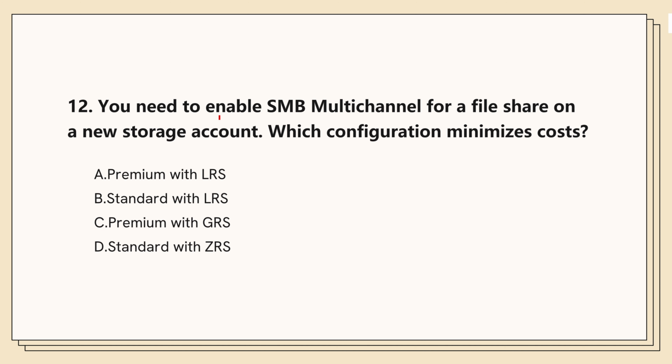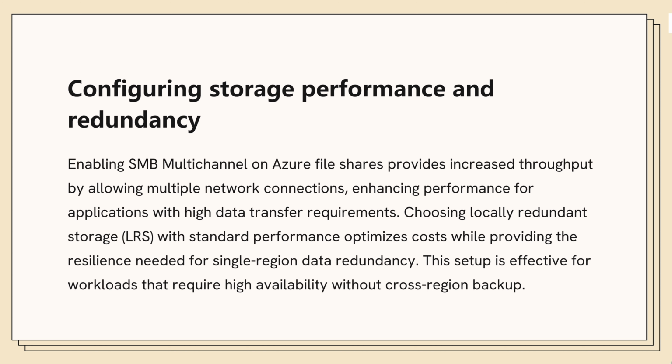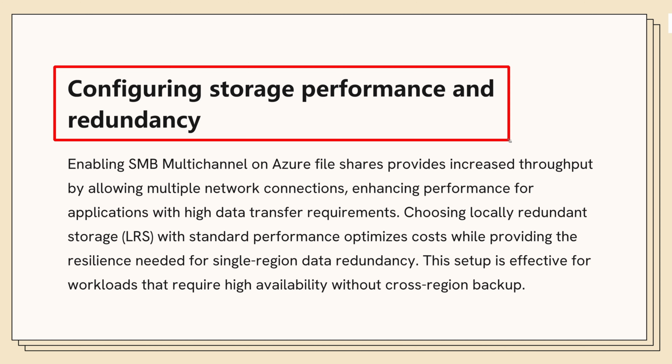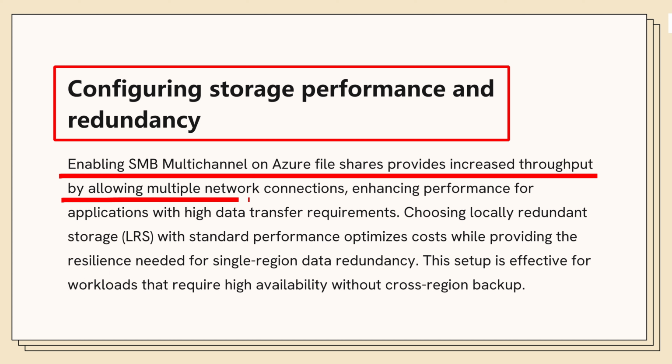Question 12. You need to enable SMB multi-channel for a file share on a new storage account. Which configuration minimizes costs? The knowledge points of this question are: configuring storage performance and redundancy. Enabling SMB multi-channel on Azure file shares boosts performance by allowing multiple connections. Using locally redundant storage with standard performance keeps costs down while ensuring your data is backed up within the same region.